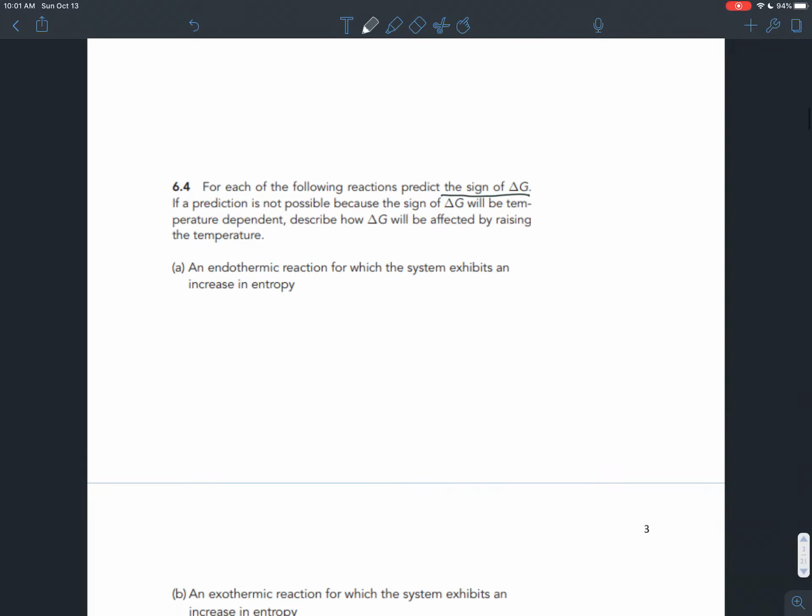So first of all, delta G tells you whether a reaction is likely to happen or not. By convention, a negative delta G indicates that you have a spontaneous reaction. That means that the reaction is likely to happen. A positive delta G means that you have a non-spontaneous reaction. That reaction is not likely to happen. So when they say predict the sign of delta G, what they're really asking you is, are each of these reactions likely to happen or not?